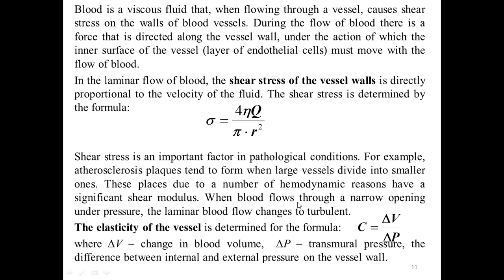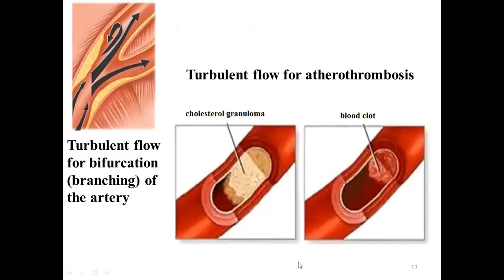When we consider the shear stresses, a very important characteristic is the elasticity of the vessel, which we can determine by this formula. Here, delta V represents the change in blood volume, delta P represents transmural pressure, or the difference between internal and external pressure on the vessel wall.